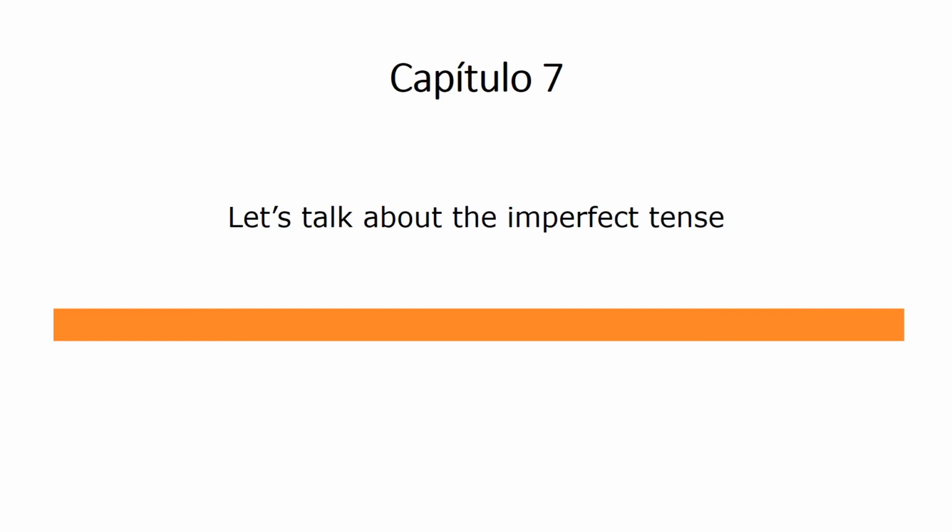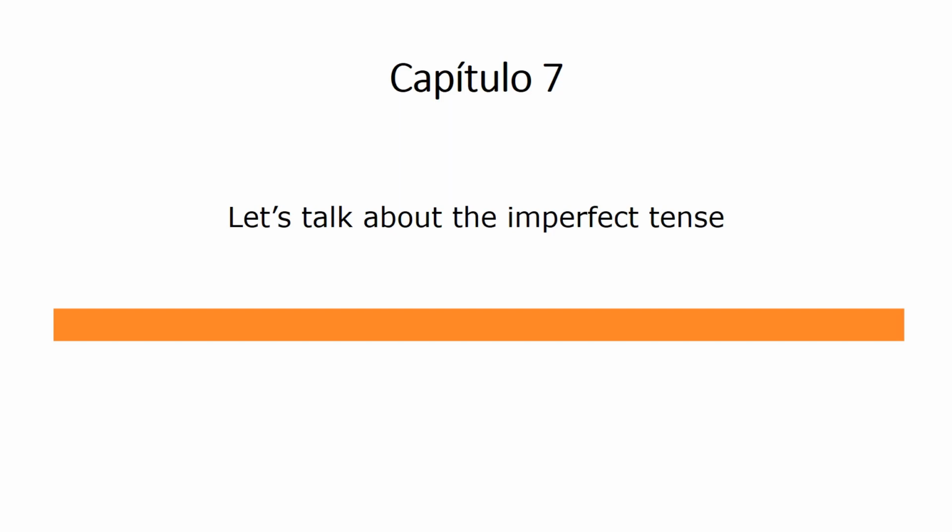In unit 6, we were already talking about a past tense in Spanish, and the past tense is called the preterite, or pretérito. And we know that the preterite is a tense that is used to talk about an event that happened at a specific point in the past.